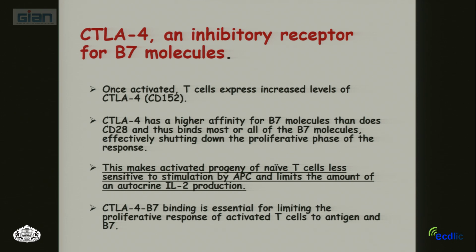This makes activated progeny of naive T cells less sensitive to stimulation by APC and limits the amount of autocrine IL-2 production. CTLA4 B7 binding is essential for limiting the proliferative response of activated T cells to the antigen. So, you understand the role of CTLA4 in this context. It is a good thing, it is required for our normal homeostatic process. In a normal immune response, CTLA4 is as important as your CD28.